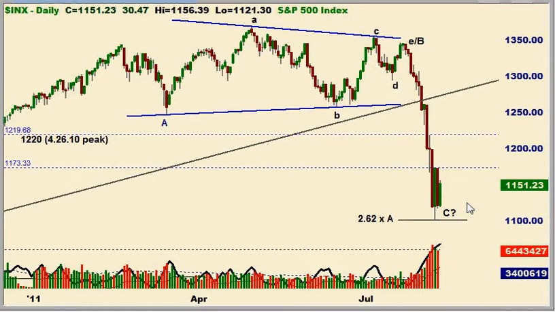So it's certainly possible that even though this wave C is extended, we are still in a corrective pattern. My assumption is if this is a corrective pattern, it's just part of a much larger pattern, and that indeed we may go higher, sideways, and then eventually even lower, even assuming that this is a corrective decline. In other words, that this big A, B, C is just A of a larger corrective decline.